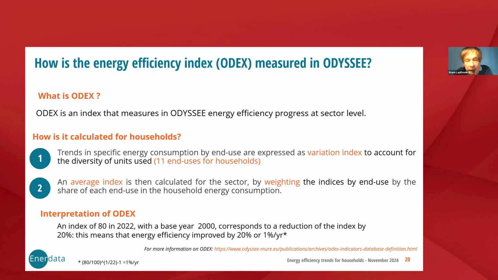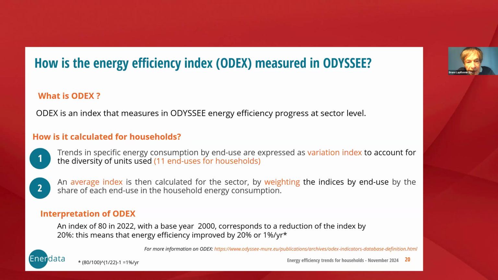ODEX is an index that measures the energy efficiency progress at sector level. How is it calculated? We look at the trend in the specific consumption by end use, as illustrated for space heating and large appliances above, and we express it in variation index to account for the fact that we have diverse units. You have seen toe per square meter, kilowatt hour per household. So we have multiple units, and using an index of variation, we remove the unit. And then we calculate an average index for the sector by weighting the indices by end use by their share in the household energy consumption.